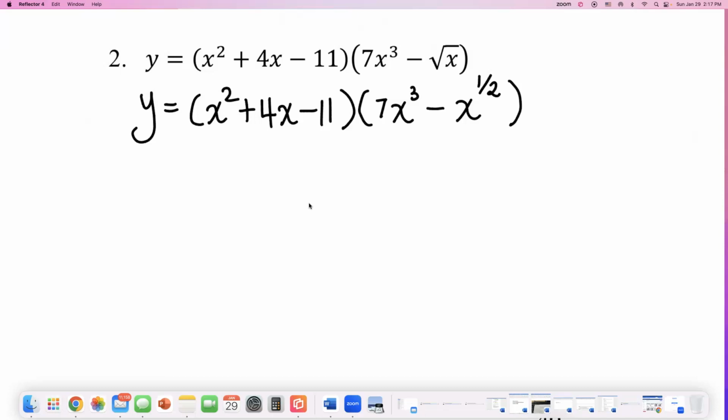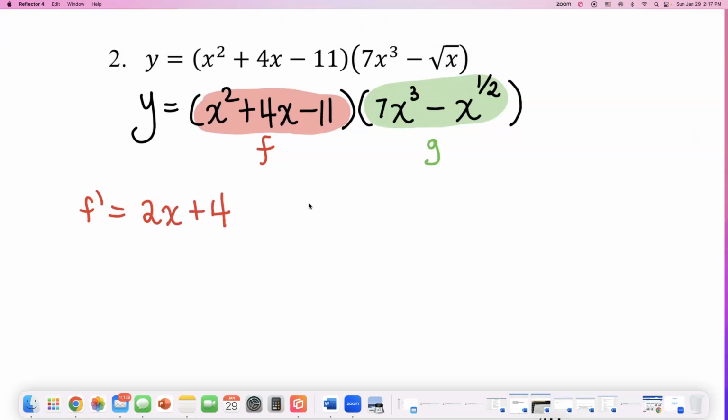Now let's start. That's the first, that's f right there, and this is my g. So we have f times g going on, so let's find the derivative of each piece first. F prime is going to be 2x plus 4, right? So g prime is going to be 21x squared minus half times x to the negative 1/2 power. All right, now we're ready to put these together.